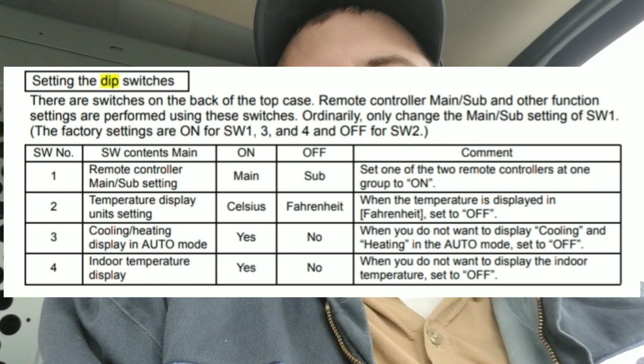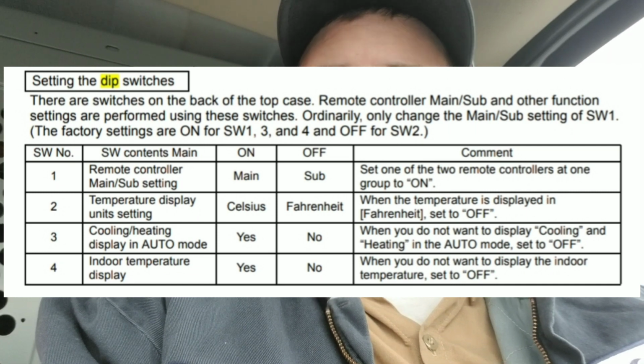And then one has to do with whether you display, I think, single set point versus dual set point. So in auto mode, is it at 1 temperature or 2. But the one that was tripping it up, and this is the first dip switch, number 1 on the back there, is whether this is a main or a sub thermostat.